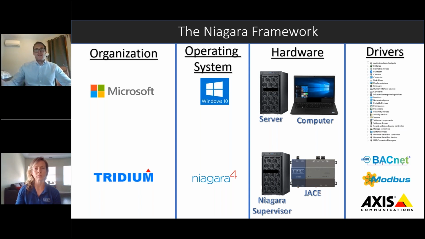So not only drivers for BACnet and Modbus, but a lot of other systems like I've labeled here, access communications. That's a form of communication for security cameras. So they built out this library of drivers to allow you to bring together a lot of different systems into one universal platform. Yeah, great explanation.